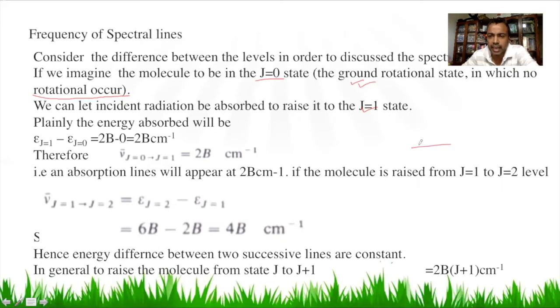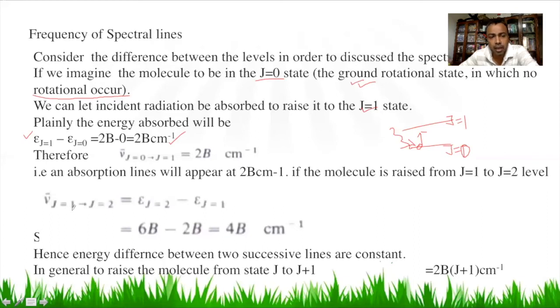Say initially J equal to 0. When I strike it with a certain amount of incident radiation, the molecule will jump to the J equal to 1 state. The difference between these two, as already mentioned, is twice B, and hence it can be written mathematically as the wave number for J equal to 1 minus the wave number for J equal to 0, and if we differentiate it out, it will be 2B.